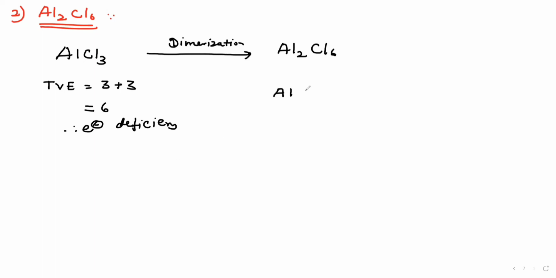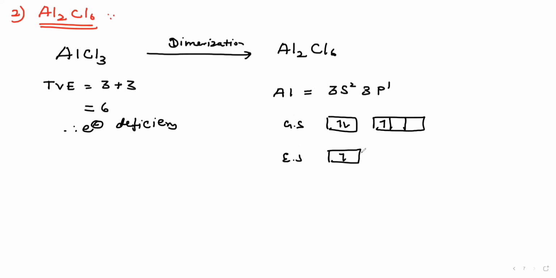Aluminum, what is the configuration? Outermost configuration is 3s2 and 3p1. This is 3s2, and this is 3p1. This is the ground state. Now, what is the excited state? Nothing but one electron shifted to a vacant orbital. Therefore, this is the excited state. This is sp3, right?